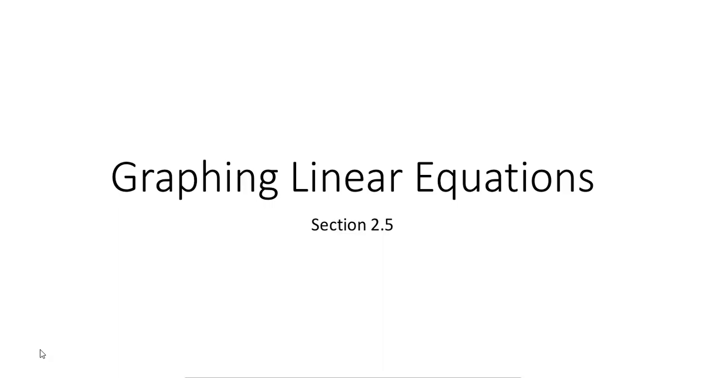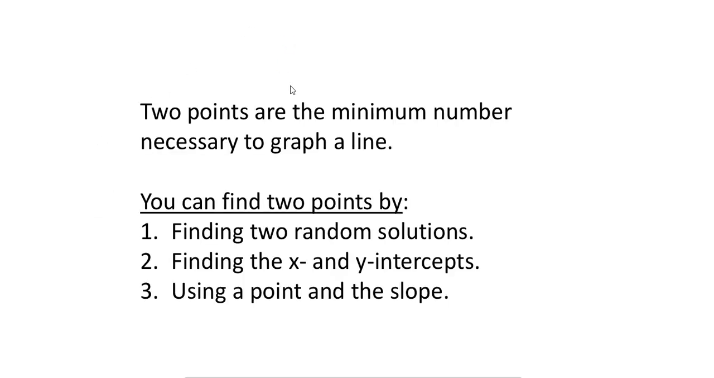In this video, we're going to take a look at section 2.5, which is on graphing linear equations. 2 points are the minimum number necessary to graph a line. So if we want to graph a line, we need to have 2 points to know where that line is located. That's the minimum number. Having 1 or 2 more isn't always a bad idea, but 2 is the minimum that you need.